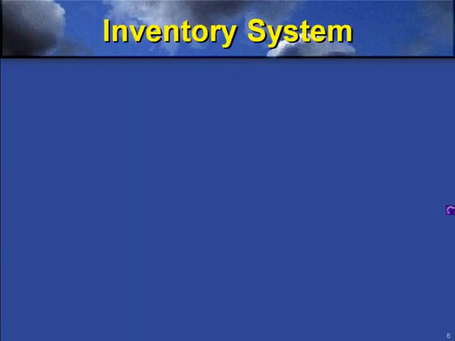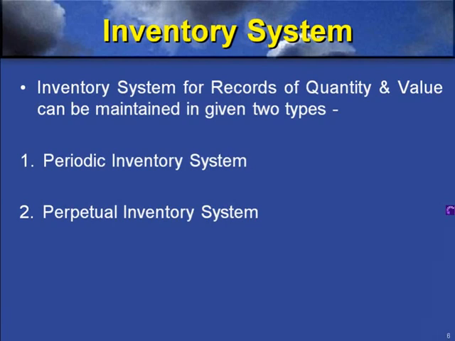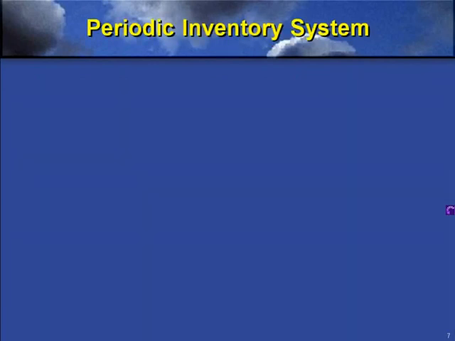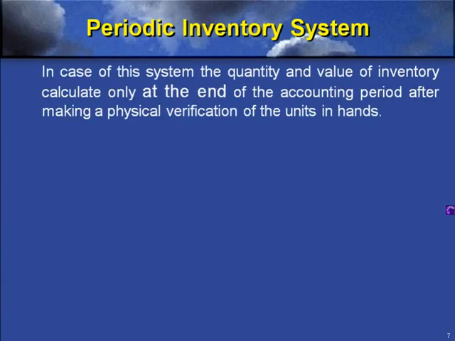Now, what are the inventory systems? Inventory system for record of quantity and value can be taken as two types. If you want to know inventory in quantity or in value, for both purposes you need to move with two systems. One is the periodic inventory system and second is the perpetual inventory system. In the periodic inventory system, you calculate the quantity and value of inventory only at the end of the accounting period. If you're going to close your books of account, only on that day you will calculate the value of inventory as well as quantity of inventory.